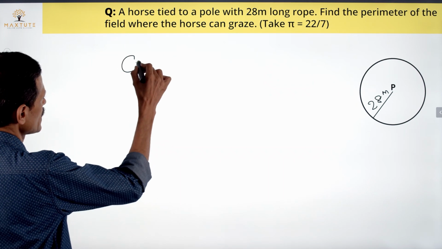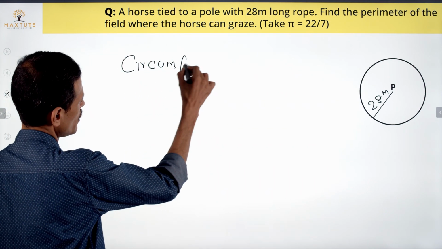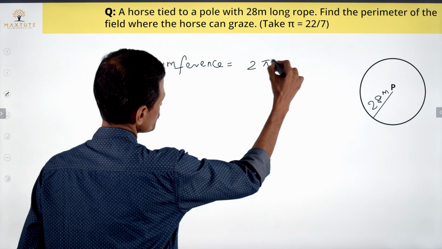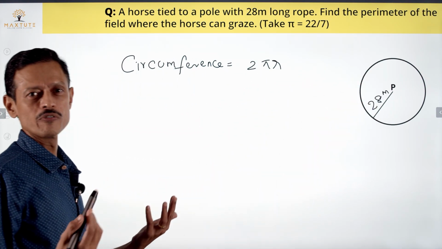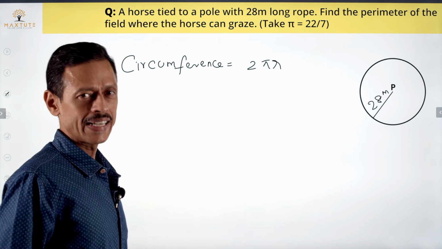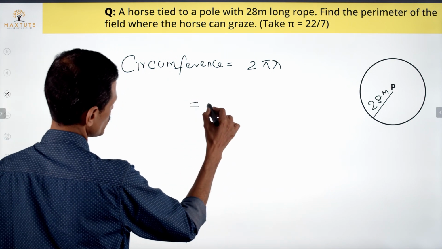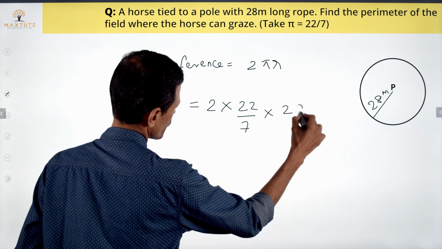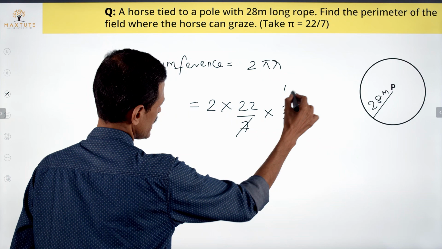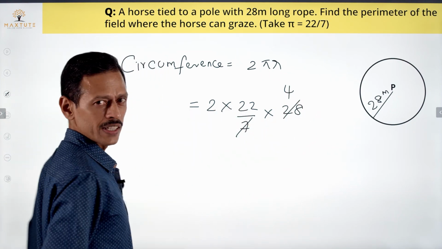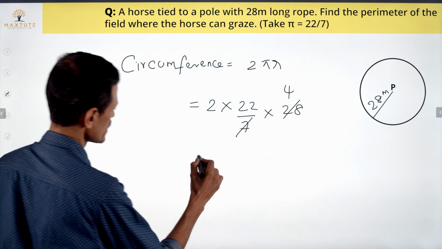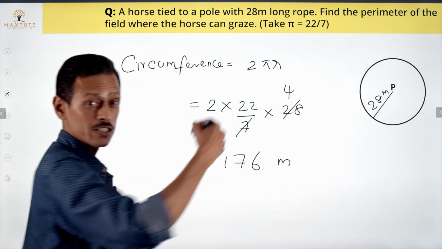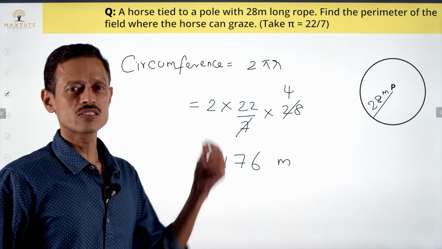So circumference of the circle, the formula to compute circumference of the circle is 2 pi r. R is the length of the rope, which is the radius in this case, which is 28 meters. So this is equal to 2 times 22 by 7 times 28. 28 cancels with 7 to leave us with a 4. 2 times 22 is 44. 44 times 4 is equal to 176. So 176 meters is the perimeter of this field that this horse can graze.